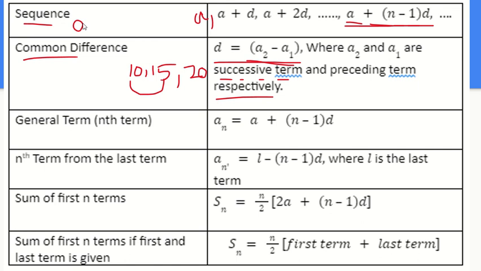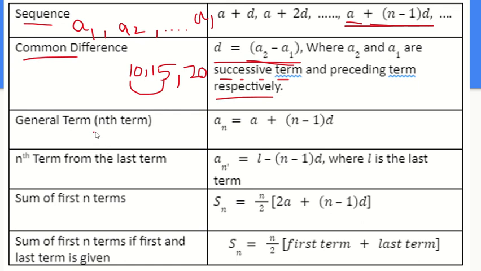That is nothing but A2 minus A1. Always you will say the first term as A1, second term as A2, right? So like that it goes on. A2 is nothing but A plus D, then A plus 2D, A plus 3D, like that it goes on till A plus (N minus 1)D you will get.